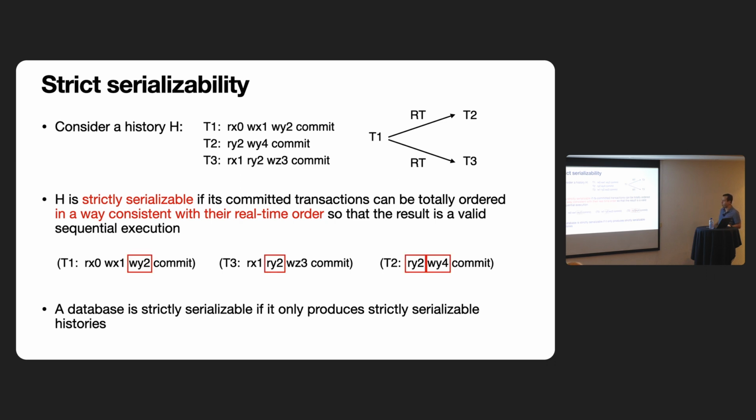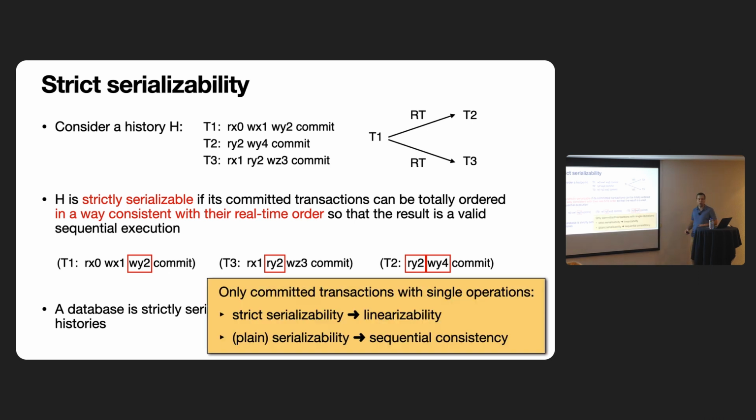If you check all the reads, you'll see that actually they're all right. So for example, here we have a read of Y fetching 2, the previous write is 2, right? Same thing here, right? And then we have a write of Y to 4, but that goes after these reads, so it doesn't screw anything up, right? And so this is the definition of strict serializability.